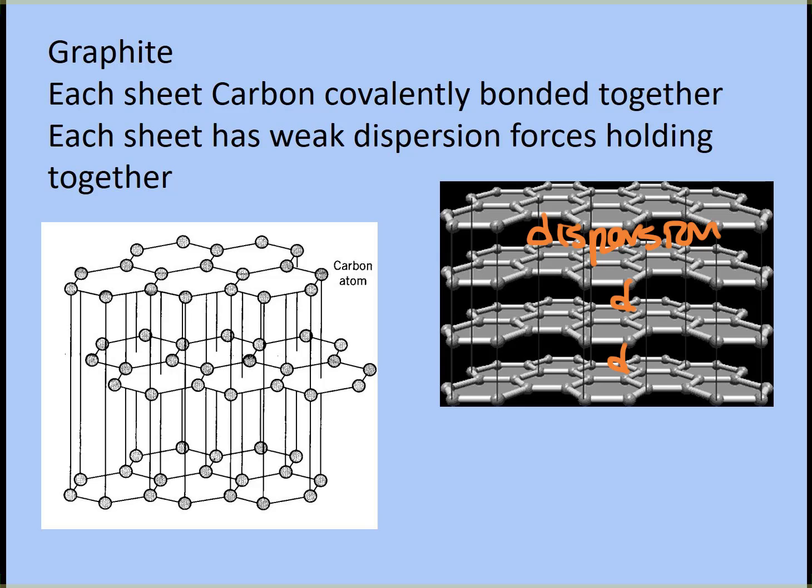Graphite is found in your pencil. So as you write with your pencil, you're putting force and smearing these sheets across your paper. You are essentially breaking the dispersion forces. That is how you write with a pencil.